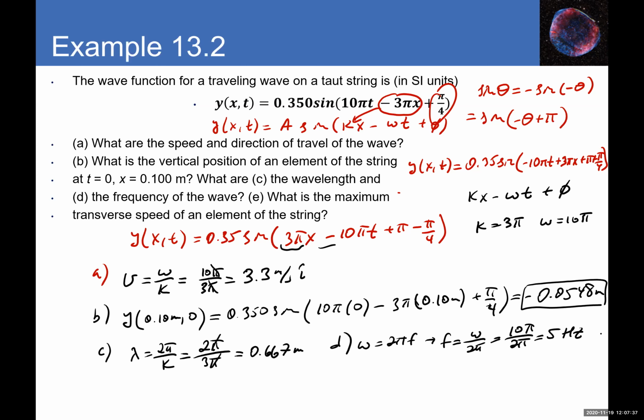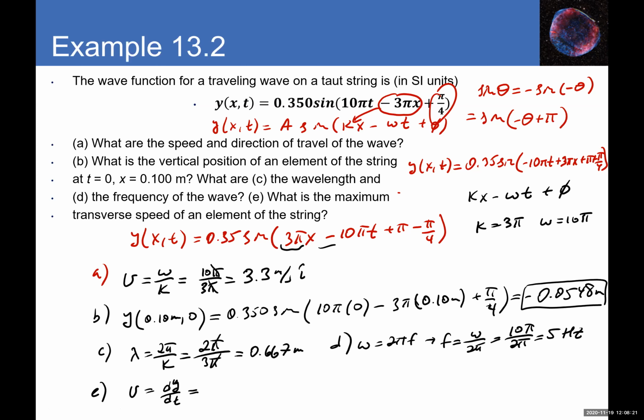Okay, the last part says, what is the maximum transverse speed of the element of the string? So for this one, we have to find the velocity, which is basically taking the derivative of this function. So velocity is equal to the derivative of y with respect to t, the derivative of position. So this is going to be 0.35, which is pretty much omega A, and the derivative of sine is cosine.